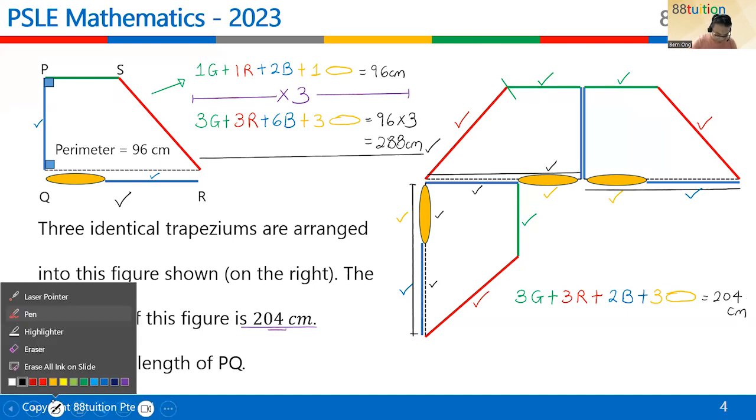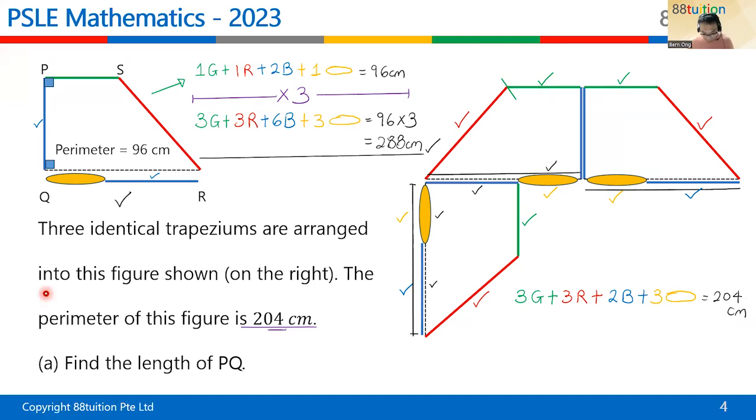All right, children, for those who are a little bit lost, don't worry. Let me show you where the 204 is. Follow me. The green plus the green plus the red plus the blue plus the orange plus the orange plus the green plus the red plus the blue plus the orange plus back the red. Can you see? So this blue over here and this blue over here are not counted. How come? Because when you talk about the perimeter, we are talking about the outline. Follow the green, the red line. Can you see? That is called the outline.